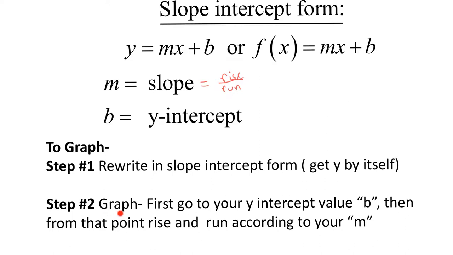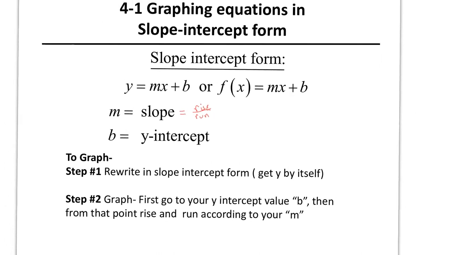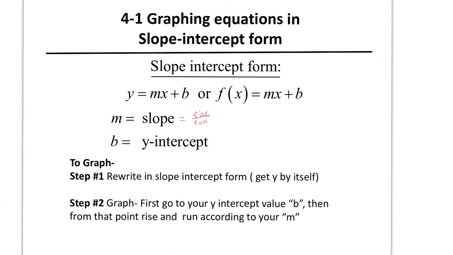Second step, you are going to graph. First, you go to your y-intercept, which is the b value. Then, from that point, you're going to rise and run according to your slope. The y-intercept might be negative, might be positive. You go to that point, make a point, and then using your slope, you find a second point. When you graph a line, you can use 2, 3, 4, 10 different points, but 2 is enough. You just make those 2 points, graph them, and connect the points. So let's try some examples while we are graphing slope-intercept form.